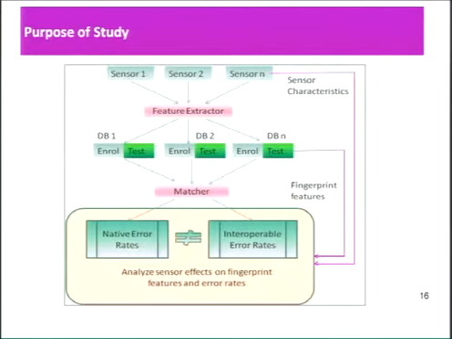This is just the purpose of the study in a graphical format. There were fingerprints that were collected across 9 different sensors, and then the datasets were divided into enroll and test datasets. When the fingerprints were collected, the sensor characteristics were noted. Once feature extraction happened, the fingerprint features were measured, and the final step was the matching operation. This is where the native dataset error rate and the interoperable dataset error rate were compared. And the idea was to look at sensor characteristics, fingerprint features, and the false non-match rate from a holistic perspective.